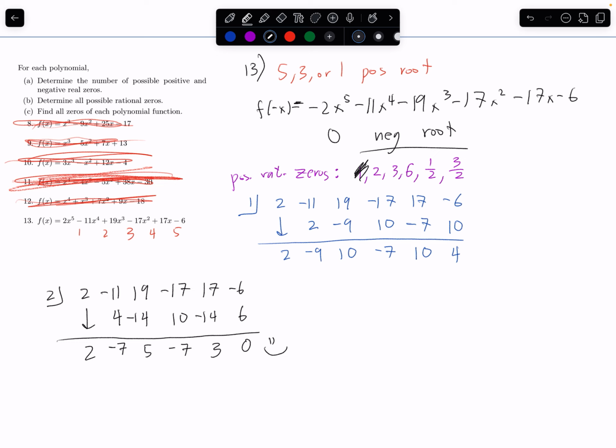Okay, sweet. So I forgot to rewrite this thing. Oh yeah, this is the first zero we found. Then that means the resulting new polynomial, we've knocked it down successfully by 1 degree. This is 2x to the 4th minus 7x to the 3rd plus 5x squared minus 7x plus 3.